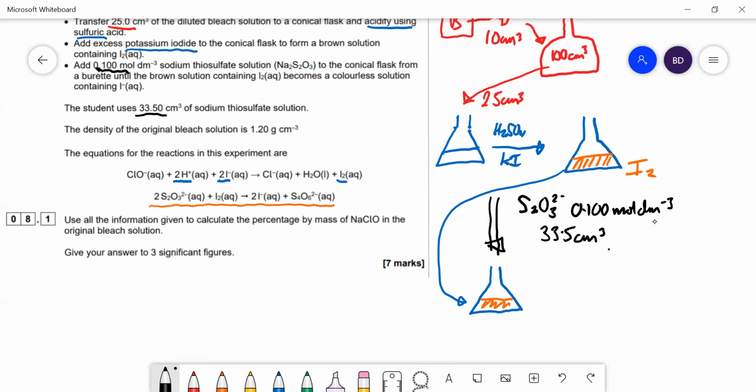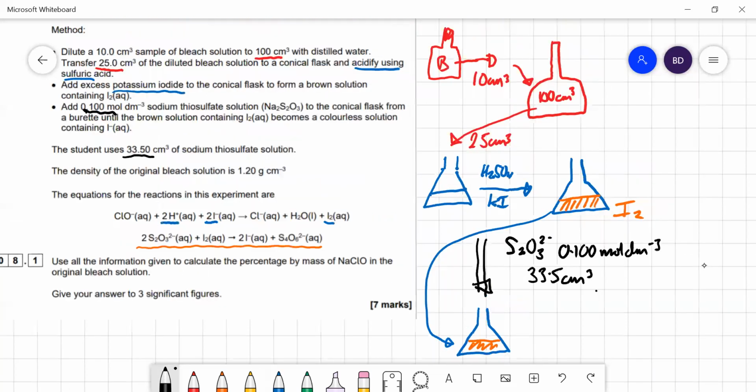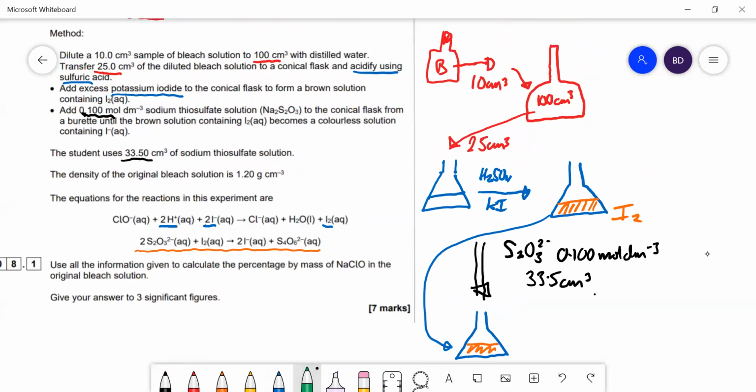Now we have got to work out, it's quite hard to work out, what can we work out? Well, we know the volume and the concentration of the thiosulfate, so we can work out the moles of thiosulfate. Let's do that. The moles of S2O3 2-, volume 33.5 over 1,000, multiplied by 0.1. This gives us 3.35 times 10 to the minus 3 moles of thiosulfate.